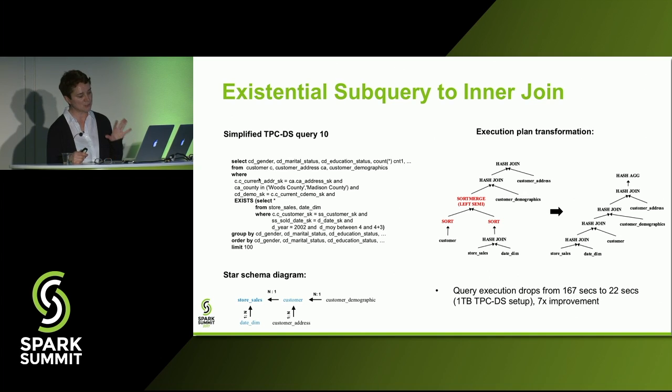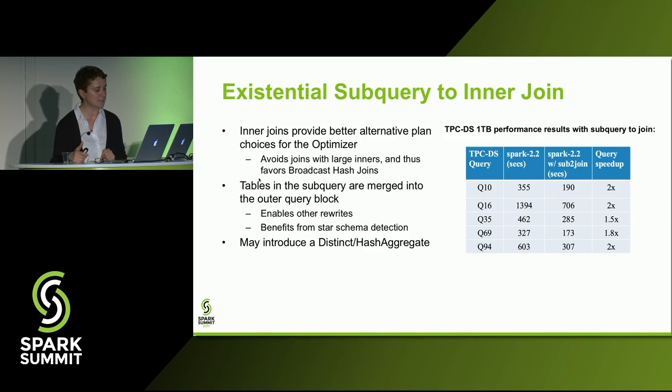Since there is a large fact table in the subquery, the left semi-join will be implemented using a sort merge join. Instead, with inner join, the optimizer will do a global planning and choose an efficient star join with the fact table on the driving arm and a small dimension on the inner. When this query is executed, we observe a 7-time improvement. The query execution drops from 160 seconds to 20 seconds.